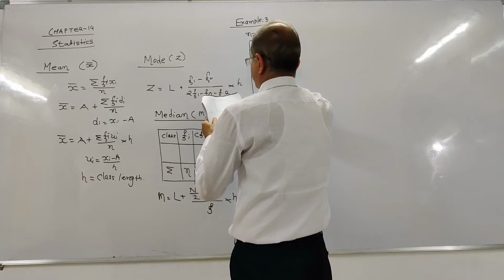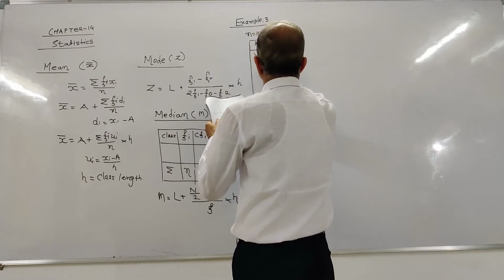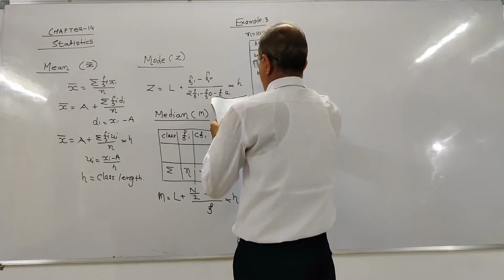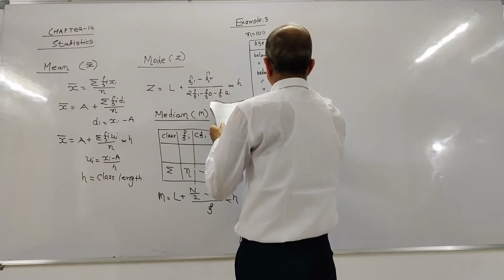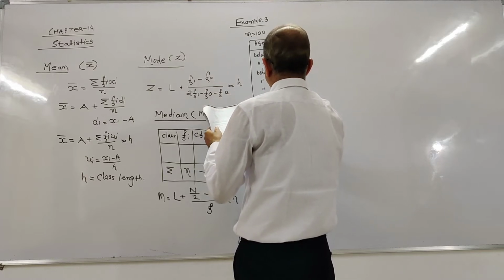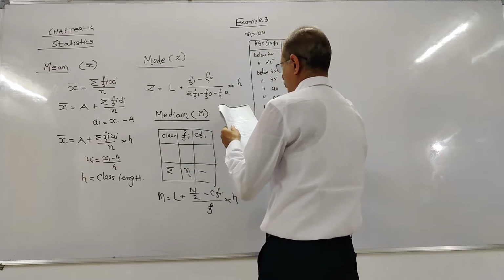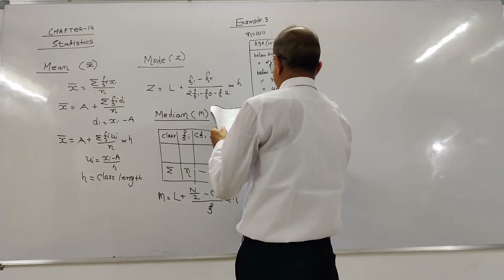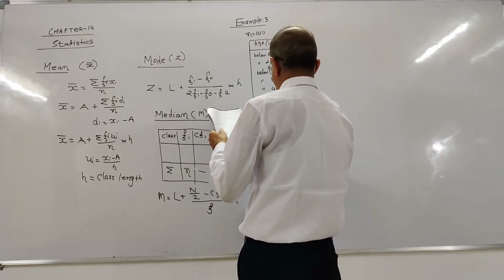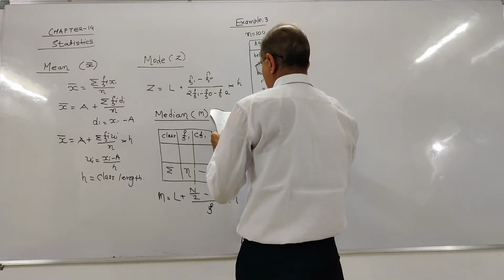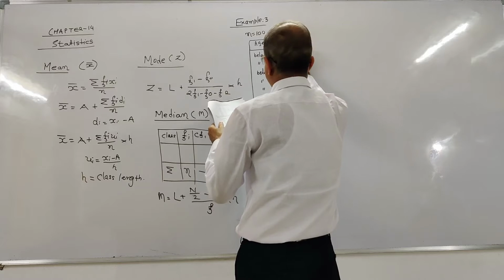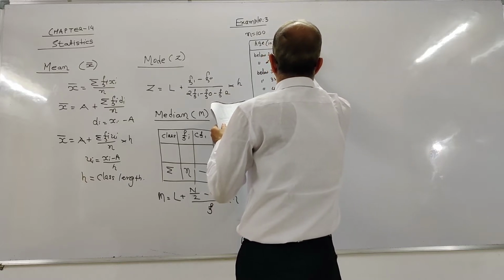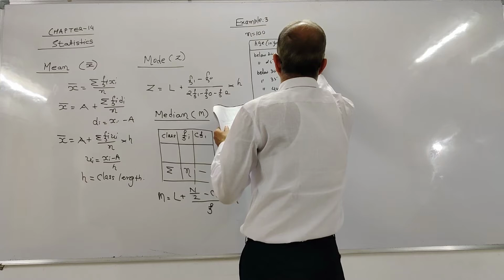Below 20, below 25, below 30, below 35, below 40, below 45, below 50, below 55 and below 60. And the frequencies are given to you, that is the number of policy holders.